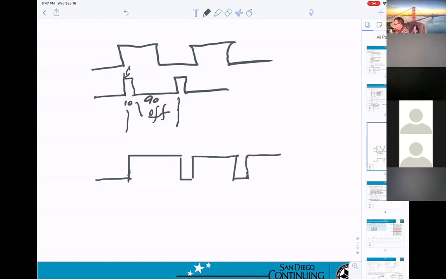Okay, how many percent for that one? If I give you 90 here, that will be 10. 10, and then 90, then 10. Okay, so the duty cycle will be 90%, right? Divided by 100.